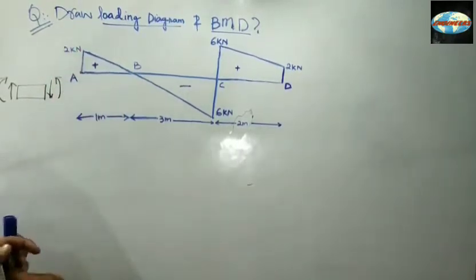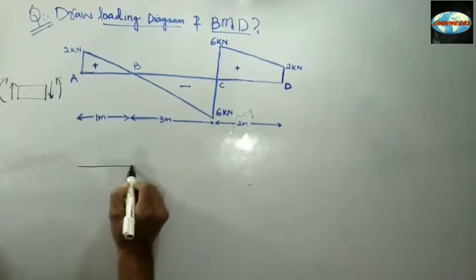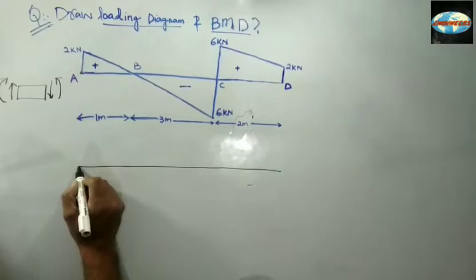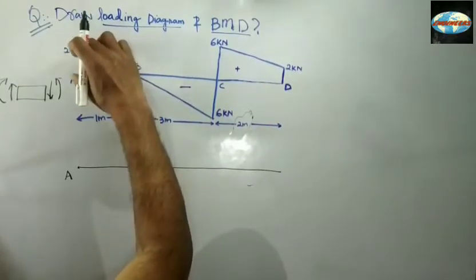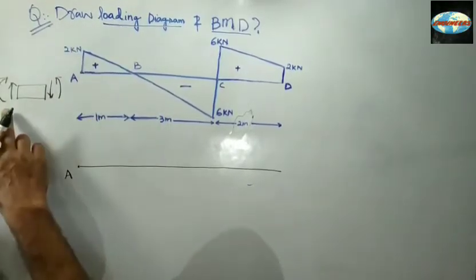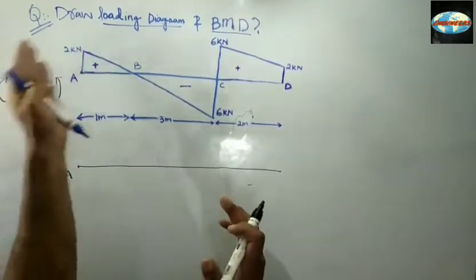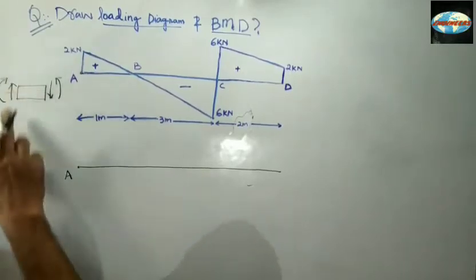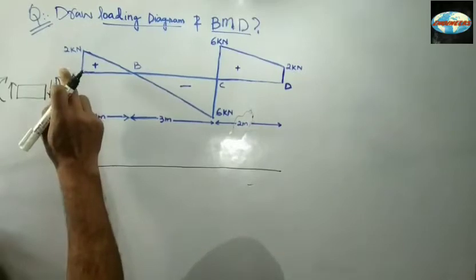If I draw the loading diagram over here, at point A, I am getting a shear force of 2 kilonewton, that too positive. According to my convention, when I'm analyzing the beam from the left hand side, this force is positive. That means I have a force of 2 kilonewton upwards.